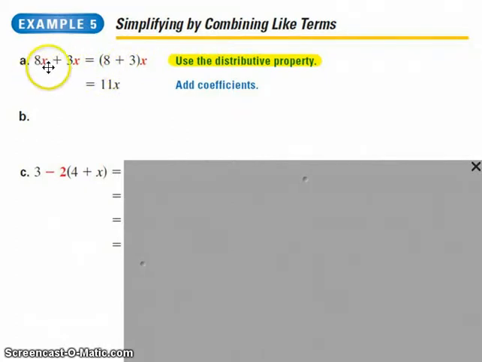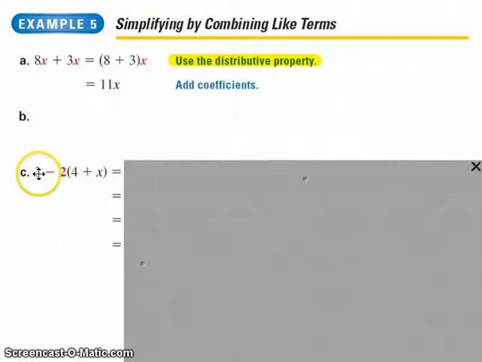Others just say to themselves, okay, I've got 8 of these things called x. I've got another 3 of these things called x. Together I've got 11 of these things called x. And they skip this distributive property step. C runs the distributive property in the opposite direction. In this case, you do have to use the distributive property to solve the question.